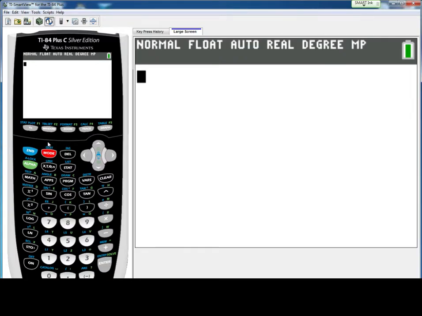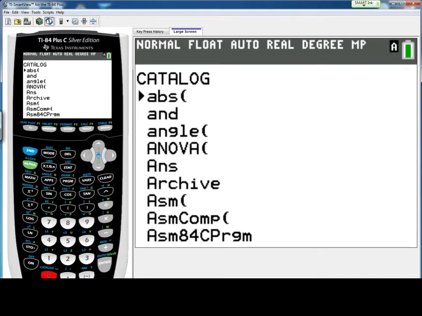So first thing I need you guys to do is press second, catalog. Second catalog on your calculators. Do it. Second catalog. Where's catalog? Right here. That's the last button I pushed, which is 0. What that's going to do is give you every program that your calculator can run. Abs is for absolute value.